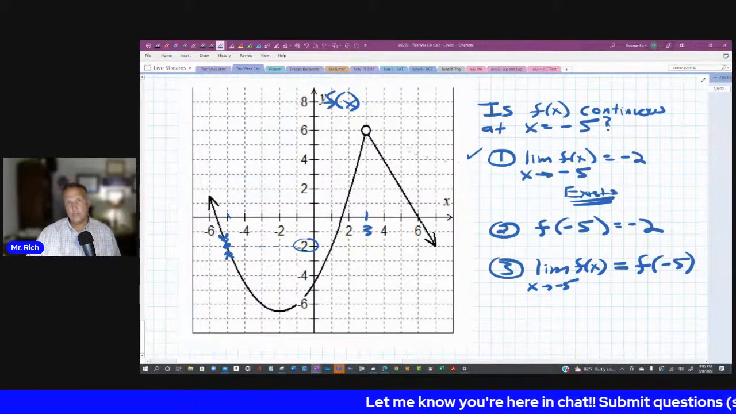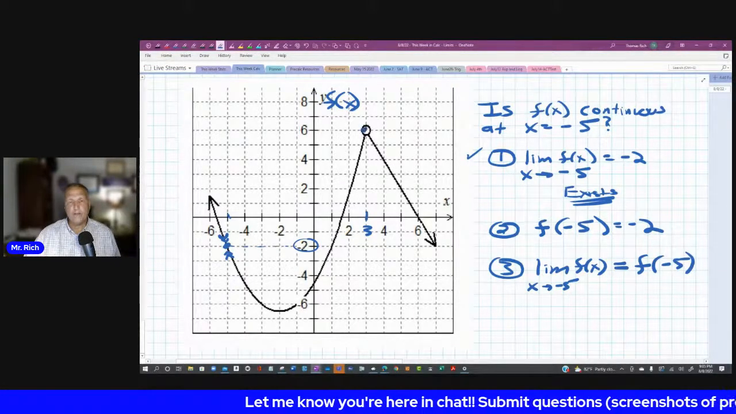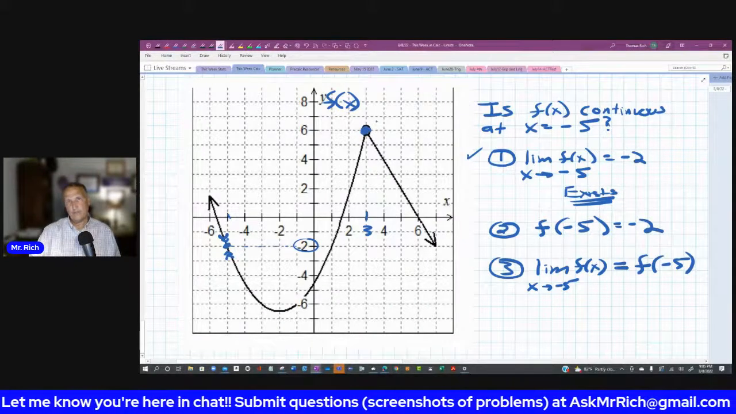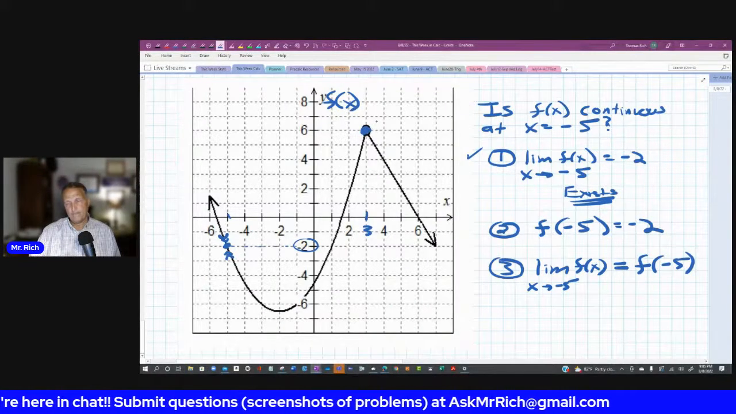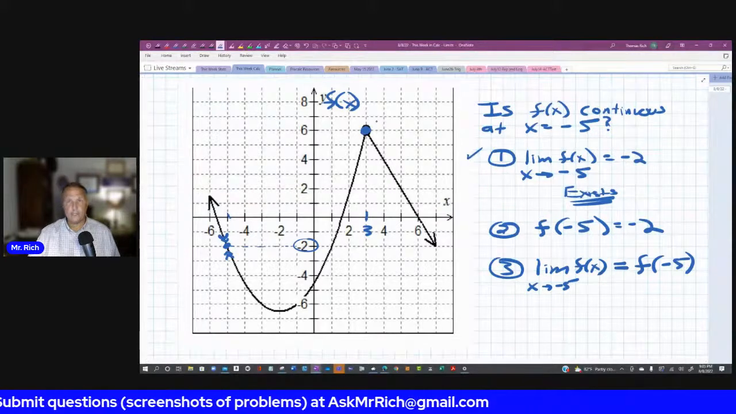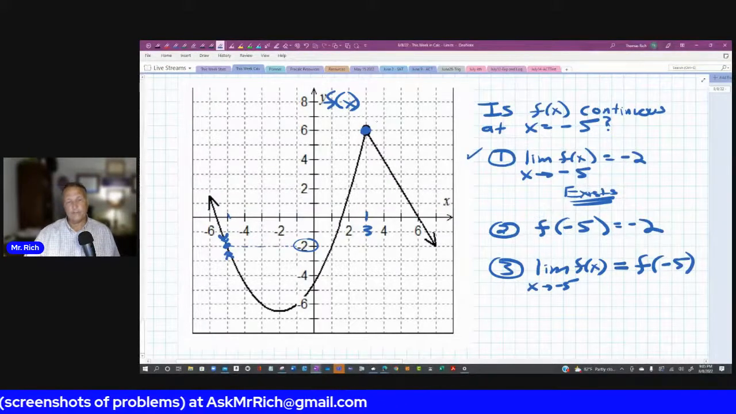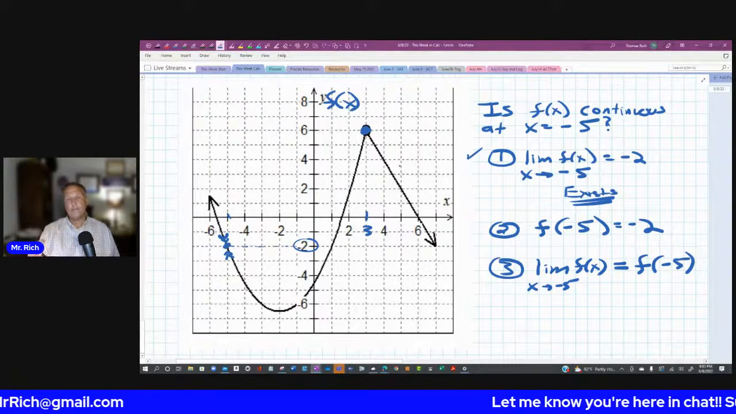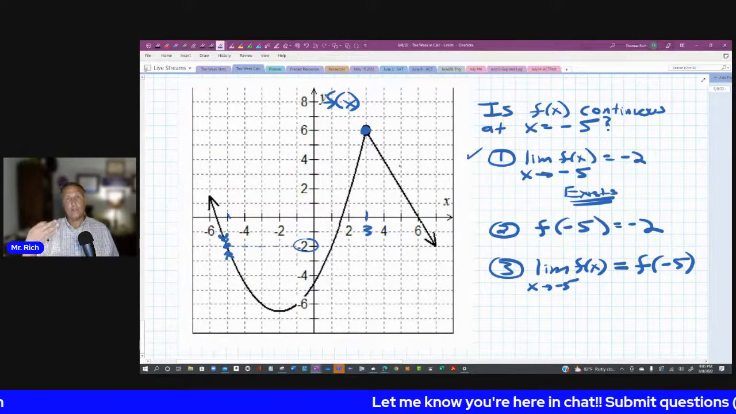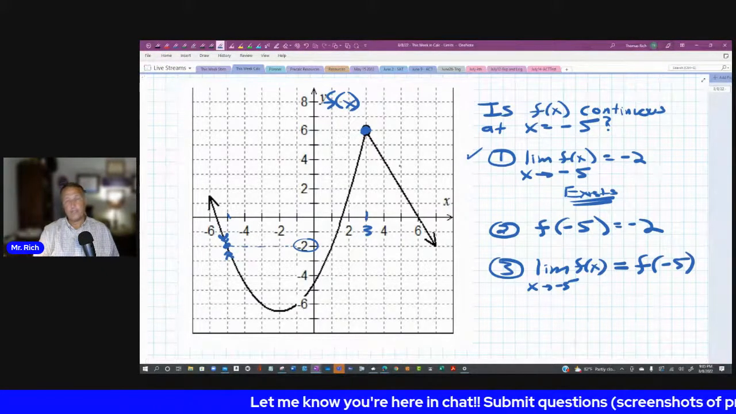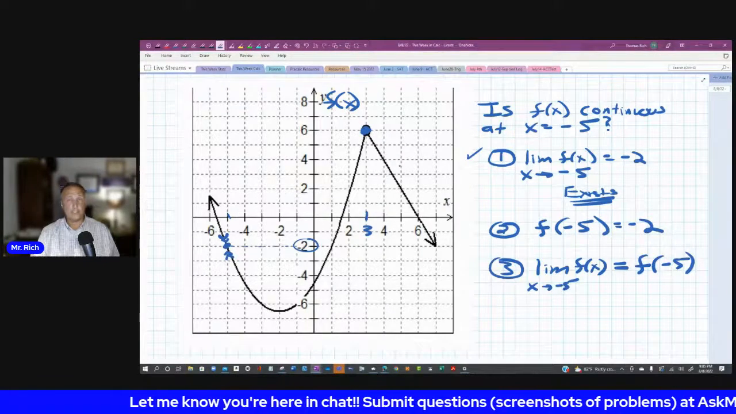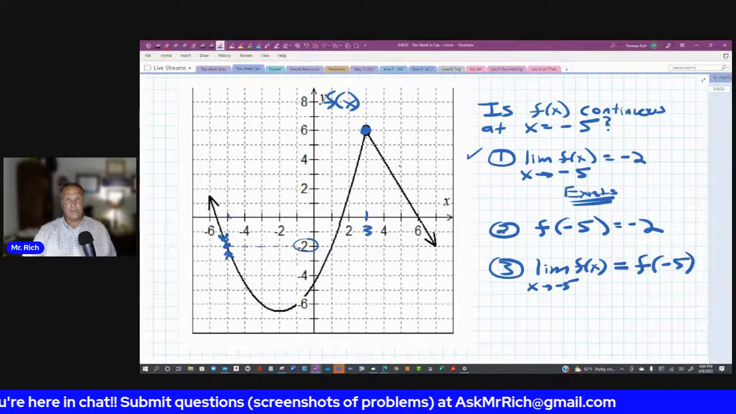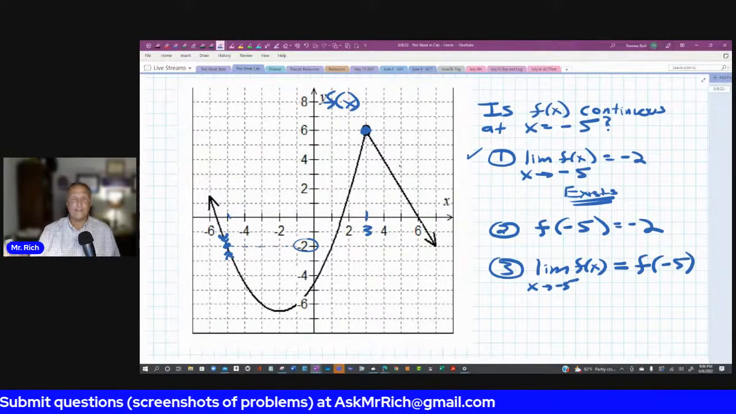It's not continuous. Now, if I fill in that hole right there, if I remove that discontinuity by plugging it right there, then all of a sudden it is continuous. We know that it's continuous because I can draw it without lifting my pencil off the paper, but it also meets the three-part definition. The limit does exist at 3, it's 6. The function does exist at 3, it's 6. And the limit is equal to the value of the function at that x value, so it's continuous.